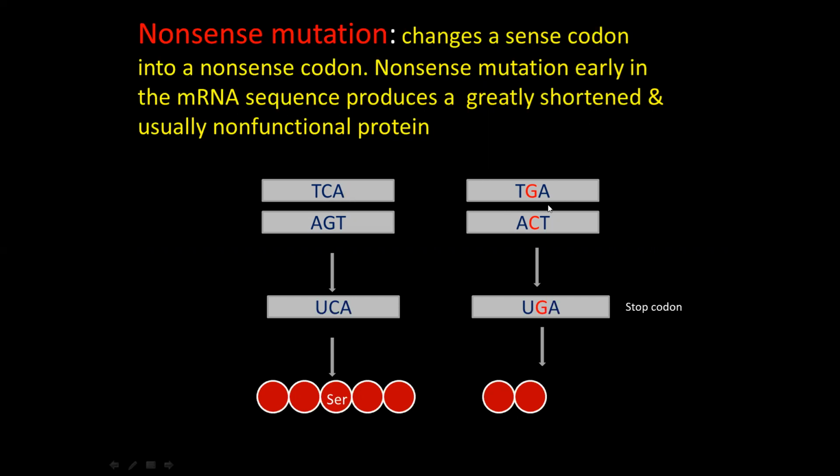Now what happens? Because of base pair substitution in the gene, it changes the codon in the mRNA. The normal codon in the mRNA was UCA. Now it has been converted into UGA. UCA codes for serine amino acid in the protein chain, whereas UGA is a stop codon. That is what a nonsense mutation is. Nonsense mutations are those in which there occurs a mutation which changes a sense codon into a nonsense codon.